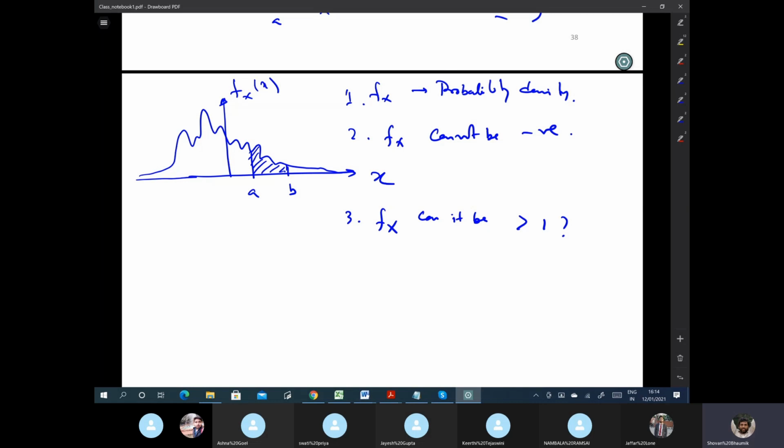So if fx is not the probability, there is no harm if it goes beyond 1. But the integration when you do on the fx at any interval cannot be beyond 1, because the integration is a probability. Probability cannot be beyond 1, but probability density can be, because it is the probability density, it is not the probability. If we integrate fx to any limit, the integration cannot be more than 1. But if we take the fx and ask whether it can be more than 1 or not, there is no restriction, but integration cannot go beyond 1. Okay, is that fine to everybody?